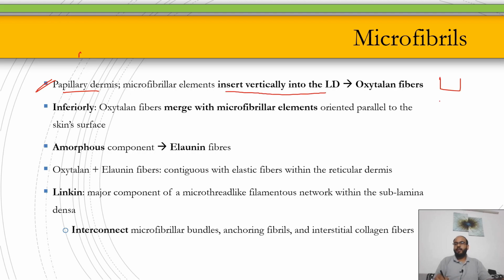So you have the basal cell, the lamina lucida, the lamina densa, the anchoring fibrils. And then you have the vertically entering microfibril part, and these vertically entering microfibril parts are known as oxytalan fibers. Inferiorly, that means at the lower end, these oxytalan fibers merge with microfibril elements oriented parallel to the skin surface. Let me just erase everything and draw a bigger diagram for you to understand.